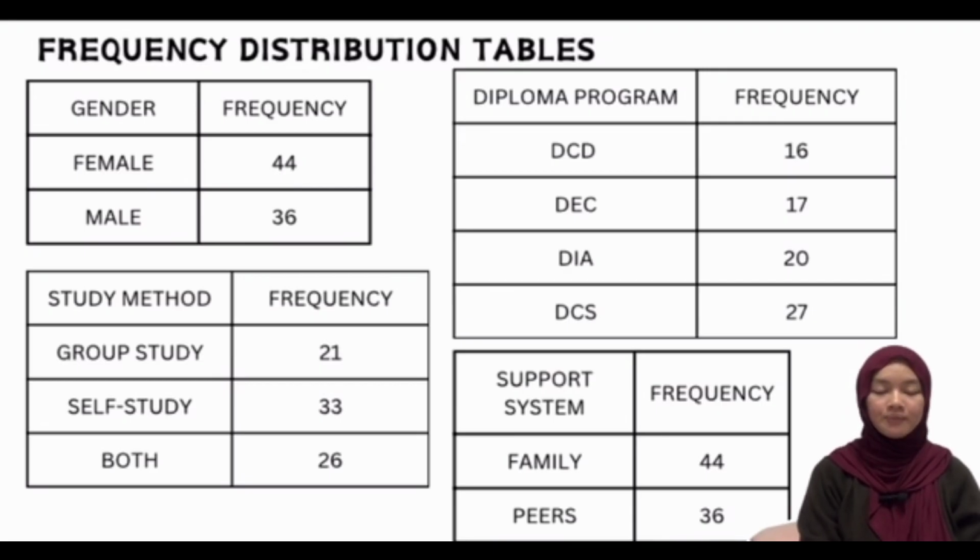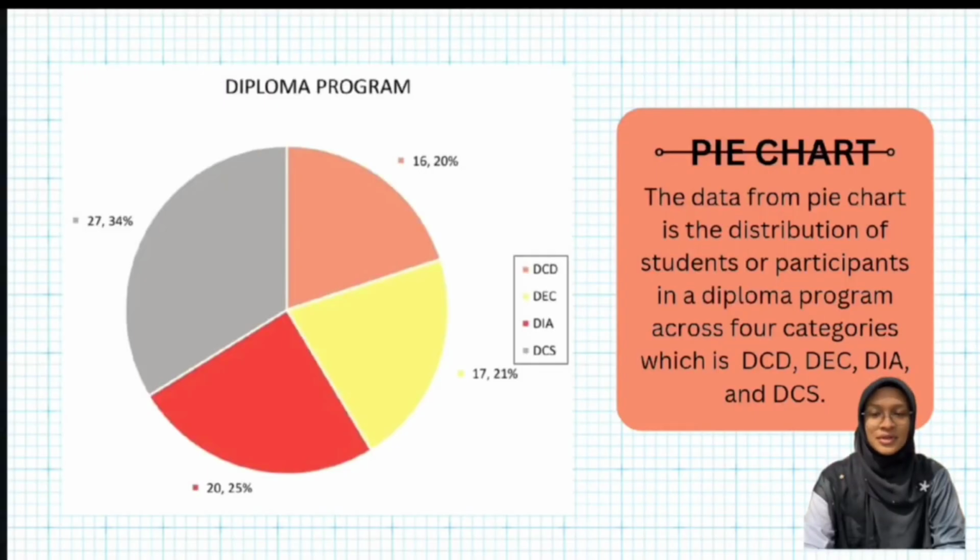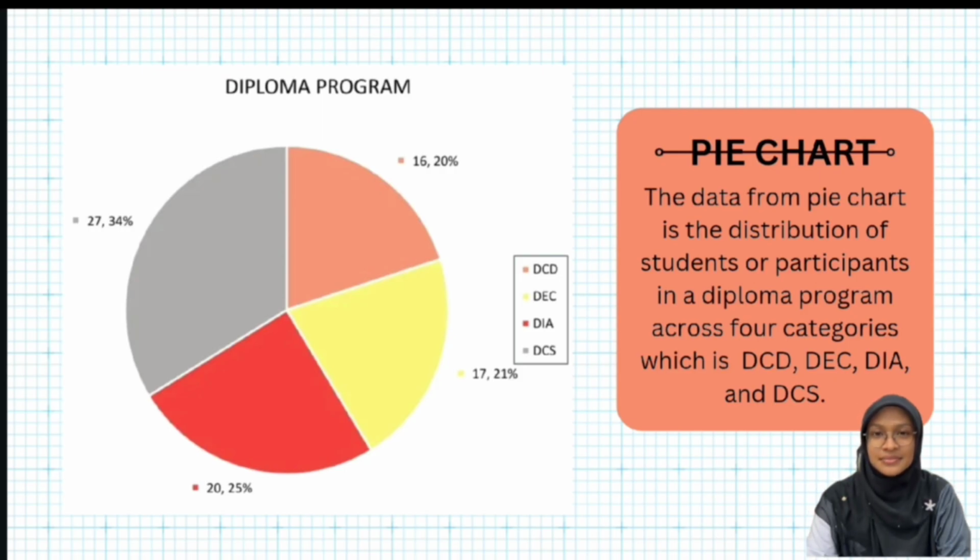For the support system, family is 44 and peers is 36. So, family is higher than peers. This is a pie chart. The data from the pie chart is the distribution of students or participants in a diploma program across 4 categories, which is DCD 20%, DEC 21%, DIA 25%, and lastly DCS 34%.